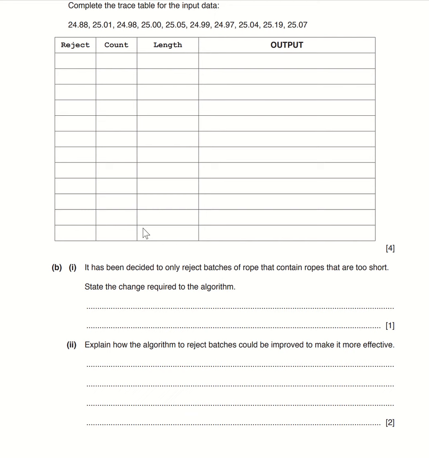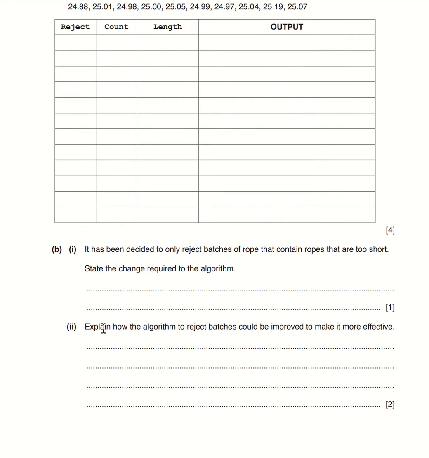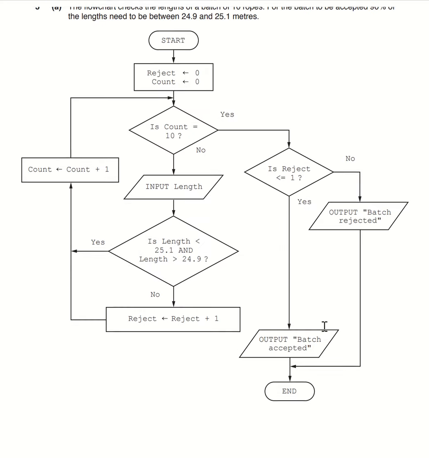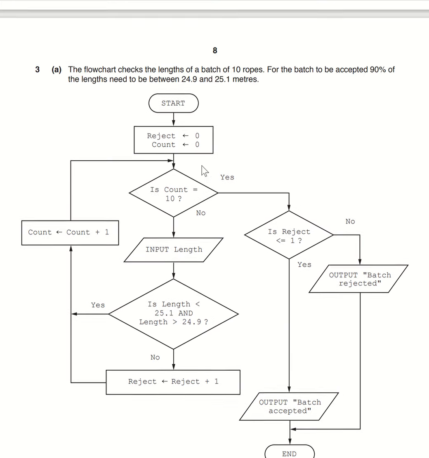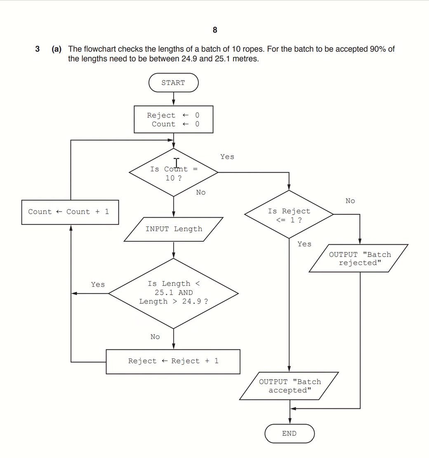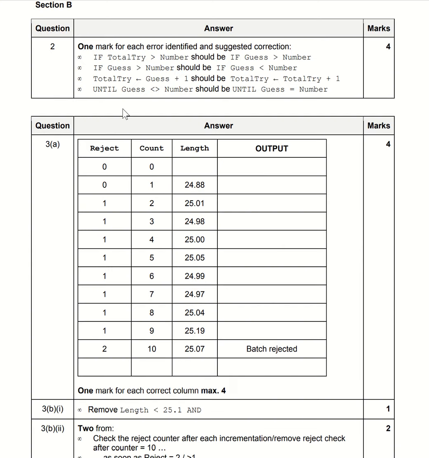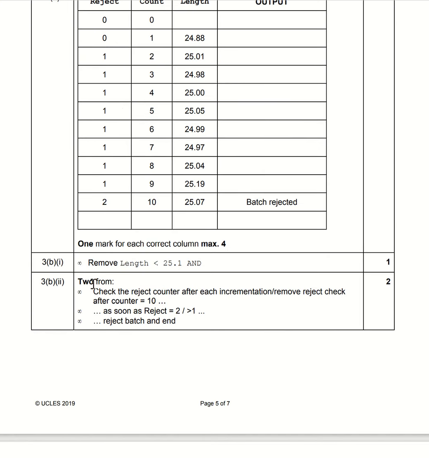Next part of the question: explain how the algorithm to reject batches could be improved to make it more effective. Here it says until count equals 10. We could remove that and just say as soon as the number of rejects equals 2. Look at the marking scheme. Yeah, so check the reject counter after each incrementation.